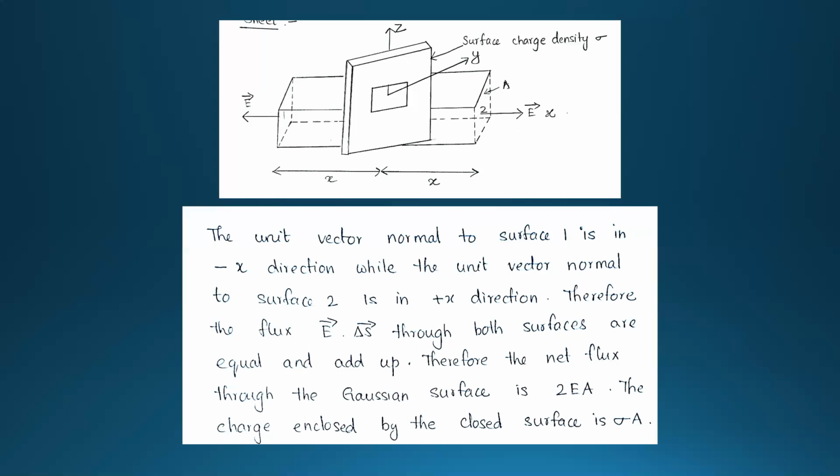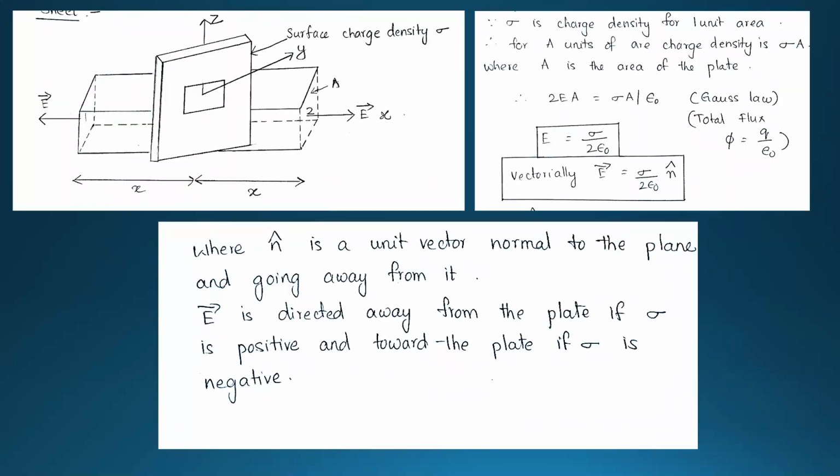Now, if you see, sigma is the charge density for 1 unit area, and therefore for A units of area, the charge is sigma A. Here A is the cross-sectional area of the plate. That is also the cross-sectional area of this Gaussian surface which we are imagining. Therefore, we have already seen that total flux is equal to 2EA.